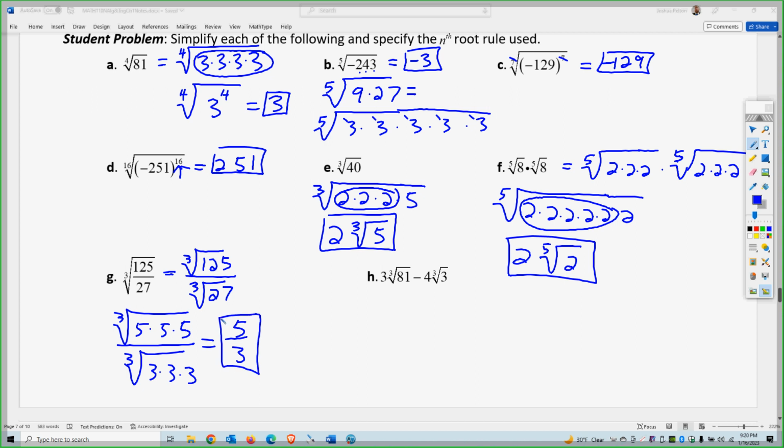And the last one here, 81 and 3 are not like terms. However, 81 is 9 times 9, which is 3, 3, 3, 3, correct? 9 times 9 is 81.